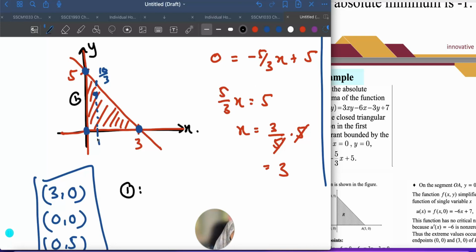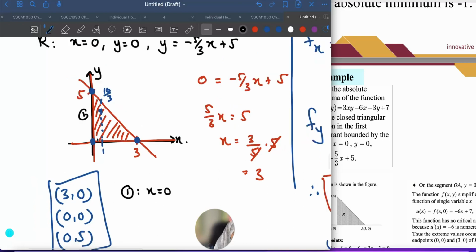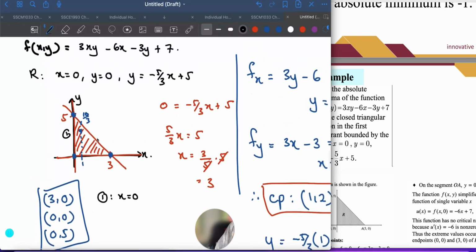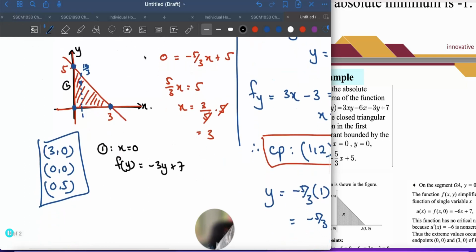So that one is at x equal to 0. What is the function when x equal to 0? Your f in terms of only y becomes, just replace x with 0, you have only negative 3y plus 7, and then we obtain the critical point. You have to differentiate that with respect to y. You have minus 3 equal to 0.